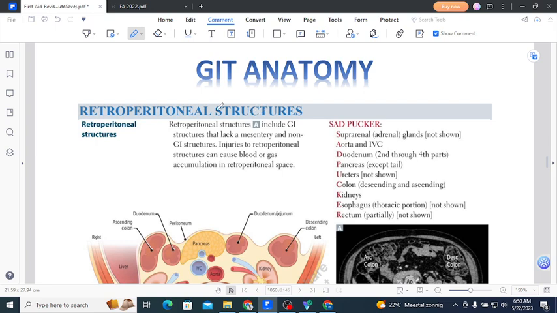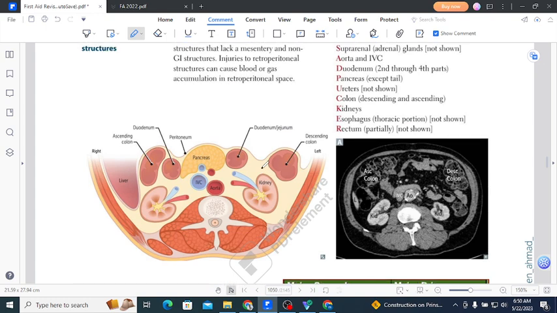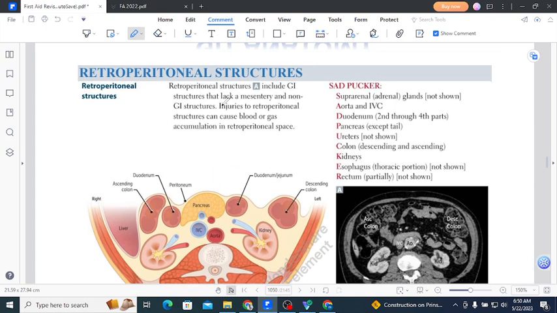So firstly we'll talk about the retroperitoneal structures. The retroperitoneal structures are the ones which are situated behind the peritoneum, which are not covered by the peritoneum, or which are not encased by the peritoneum. That would be the right word to say. So retroperitoneal structures include the gastrointestinal structures that lack a mesentery and non-GI structures.